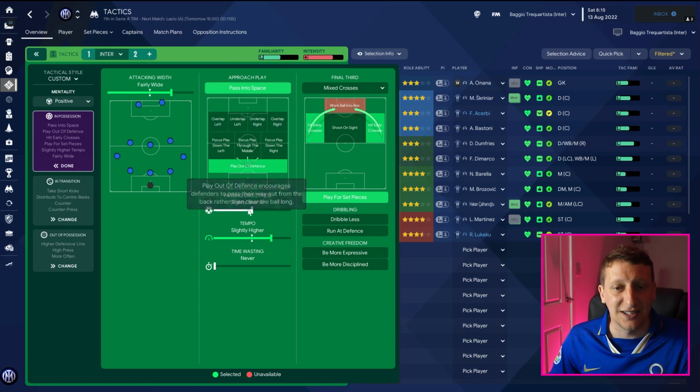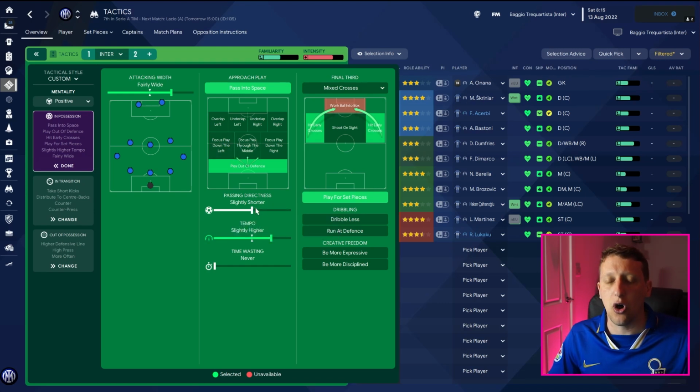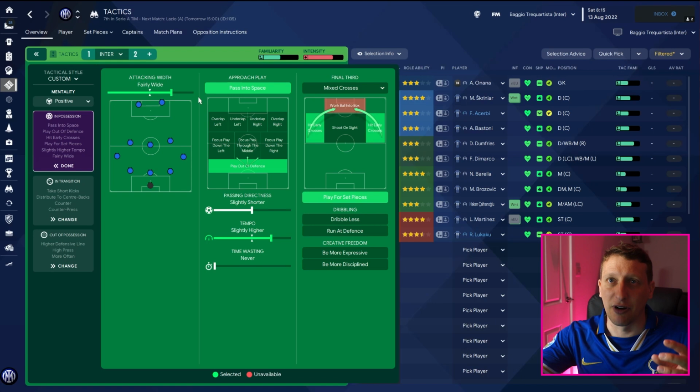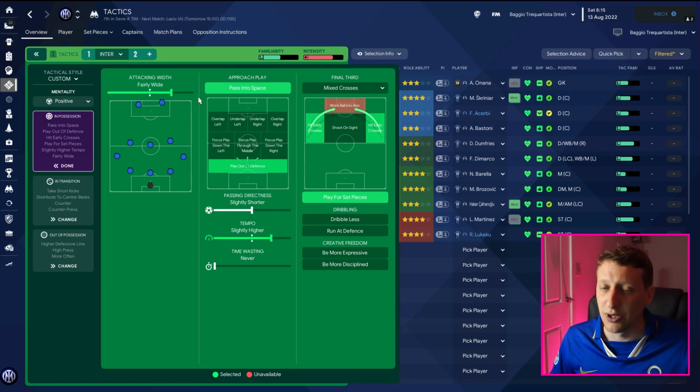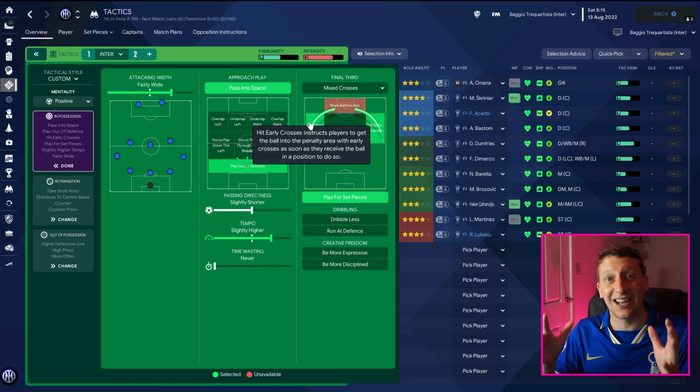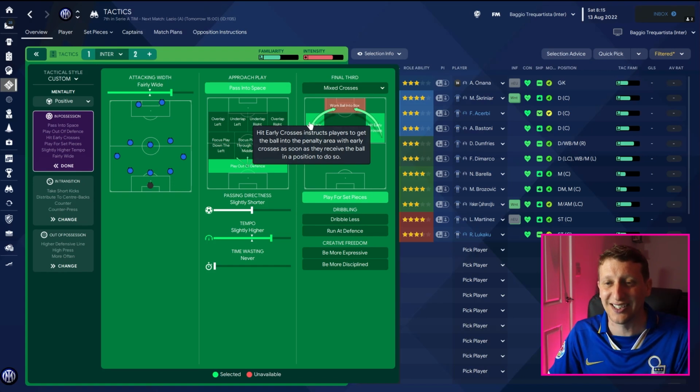Play out of defence. They still do try and build out from the back, obviously with a back 3, so they're going to try and build out from there. We've only gone slightly shorter in terms of passing directness because we do want to be a little bit more direct in terms of that pass into space, that pass into Lukaku or Martinez or maybe Barella and Hakan in those 2 little half spaces. Slightly higher tempo. Early crosses because they have by far the highest number of completed crosses and crosses attempted in Serie A this season.